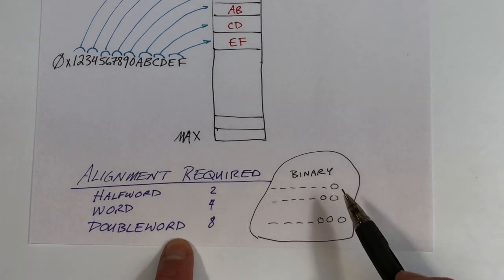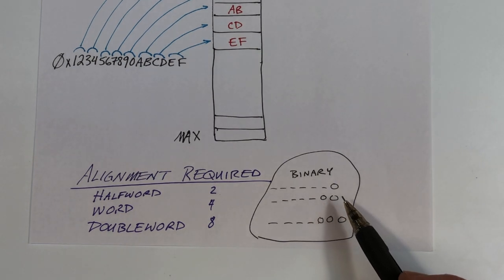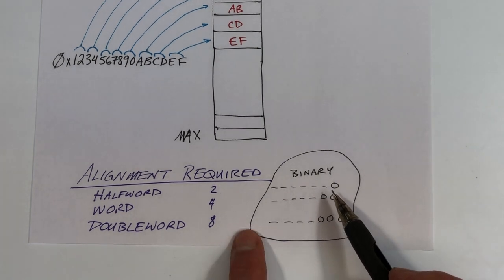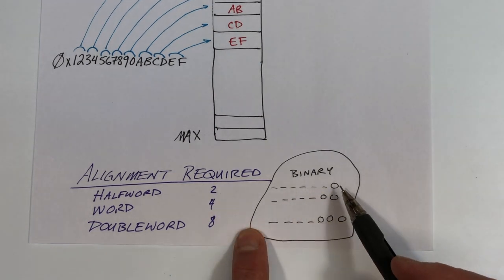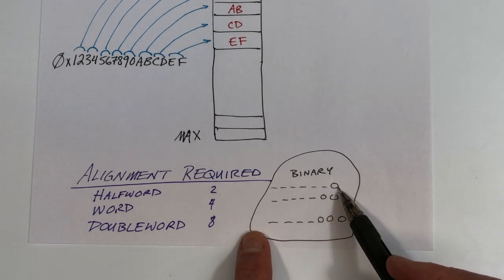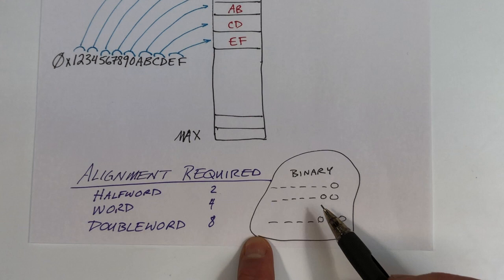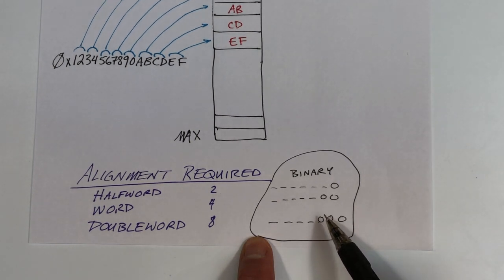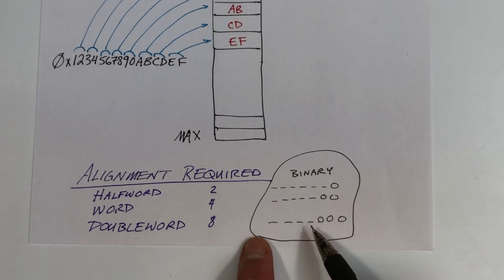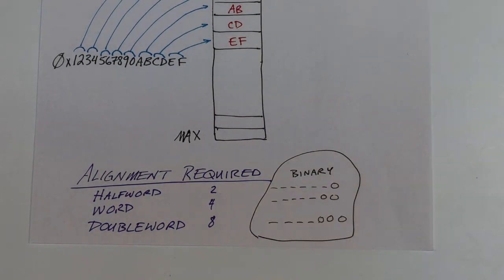If you were to look at addresses that meet the alignment requirement in binary, you'd see that the half-word aligned addresses end with a binary 0 bit. Word addresses end with 2 bits that are 0, and double word aligned addresses end with 3 0 bits.